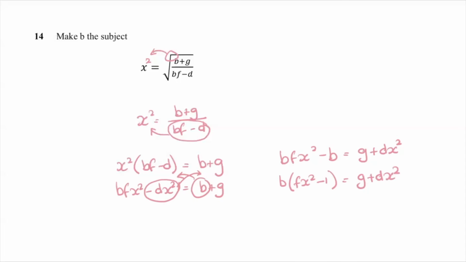And now all we've got to do is take all of this to the other side. It will go from multiplying the b to dividing this. And that is our final answer.